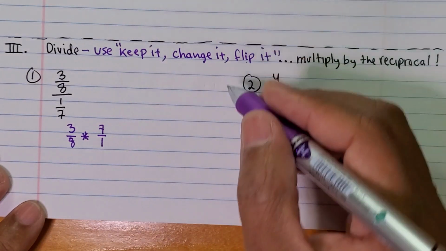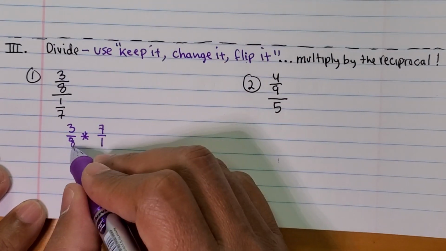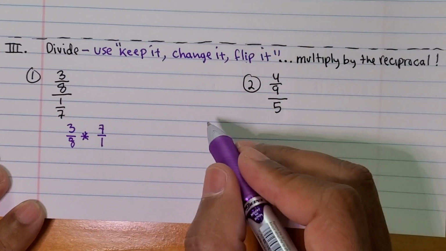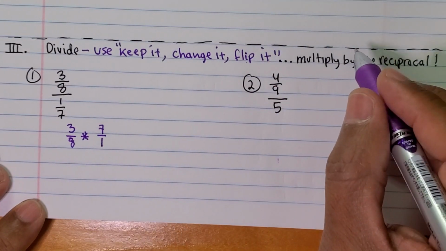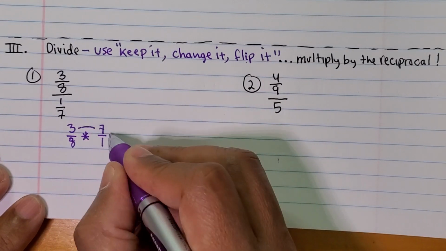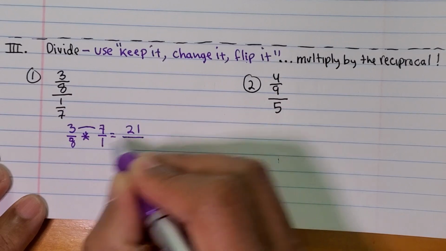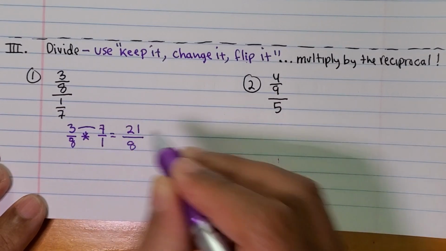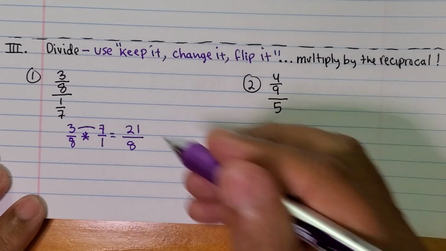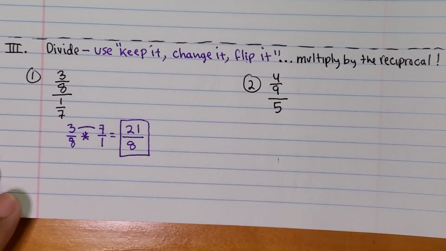So now I'm ready to multiply. And again, keep in mind, if you can reduce diagonally or up and down, go ahead and do that. But in this case, it's not possible. So then we just multiply across. 3 times 7 is going to be a 21. 8 times 1 is going to be 8. And if you look at this, we can't reduce this any further. So this is our answer for that problem.